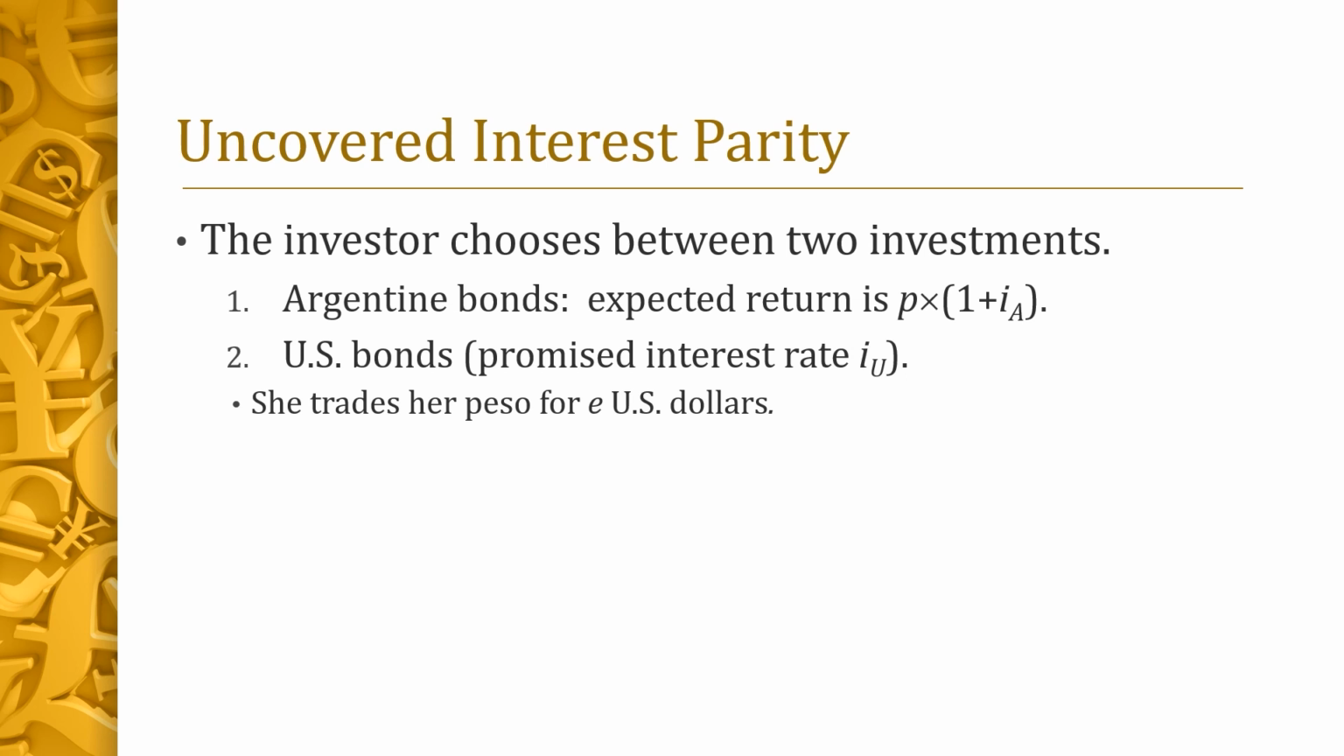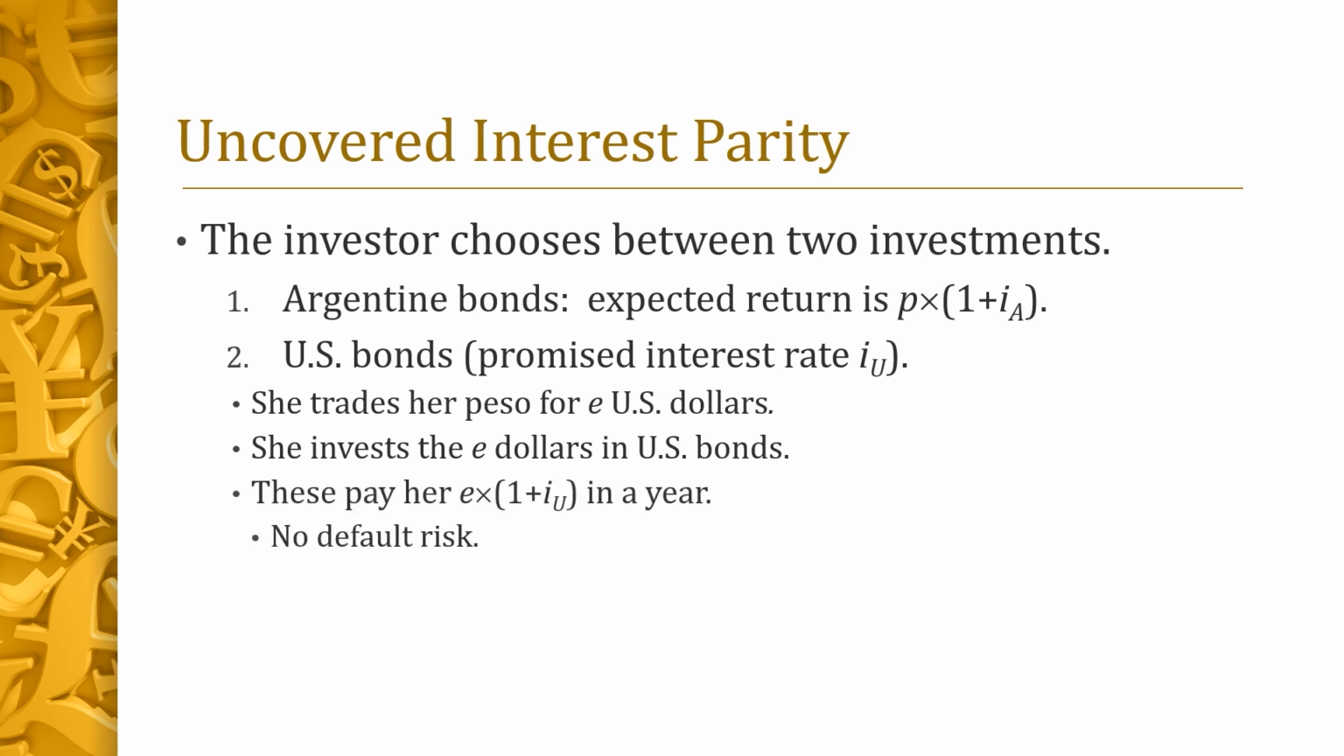The investor can also invest in US bonds. These promise an interest rate of IU. To do this, the investor first trades her peso for E US dollars. She then invests the E dollars in US bonds. In a year, the US government pays her E times 1 plus IU with certainty. There is no default risk.